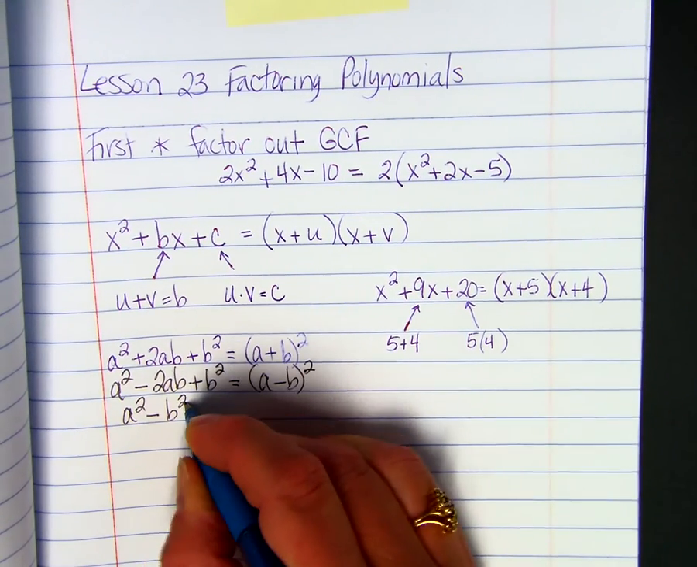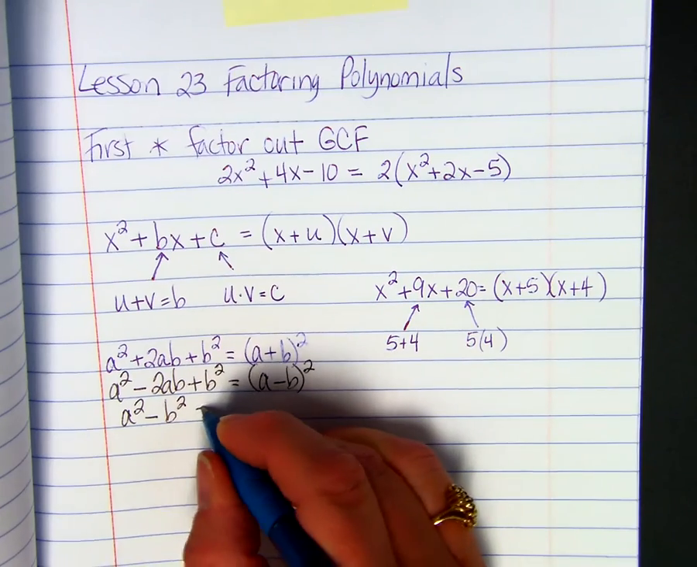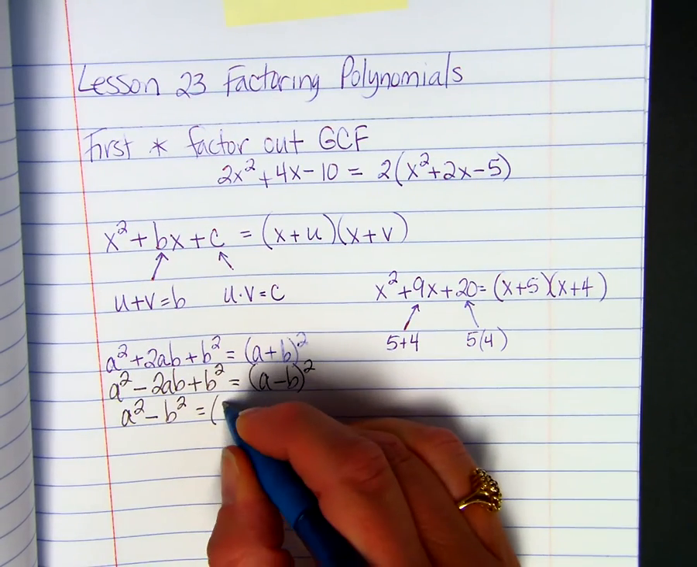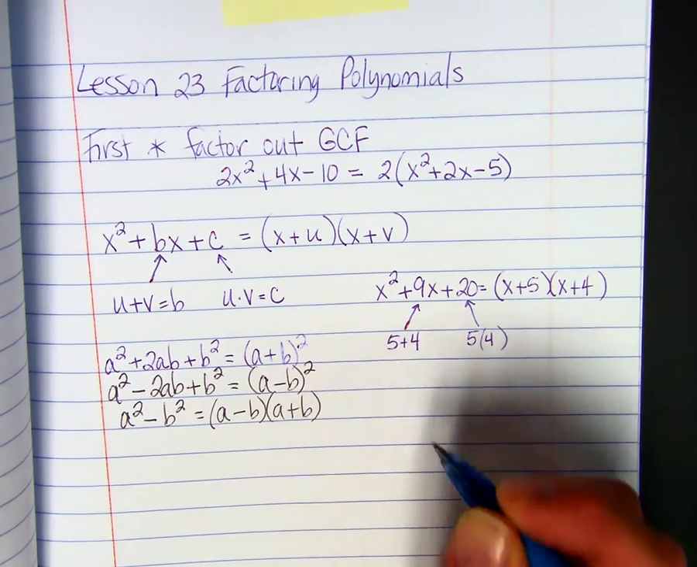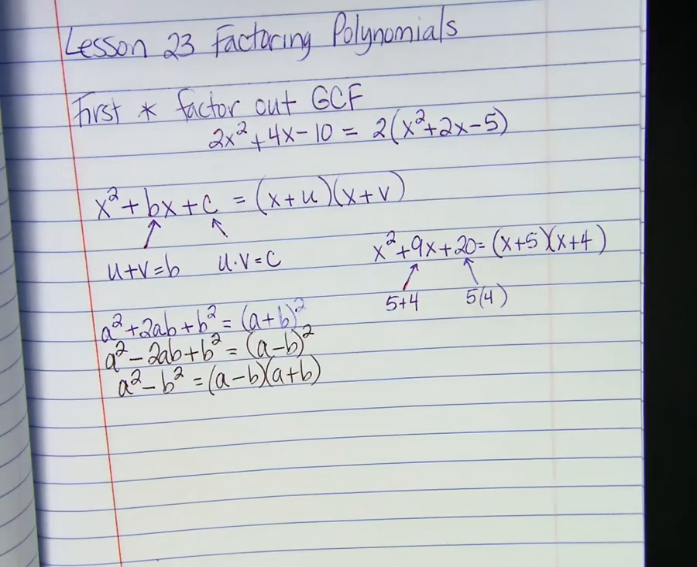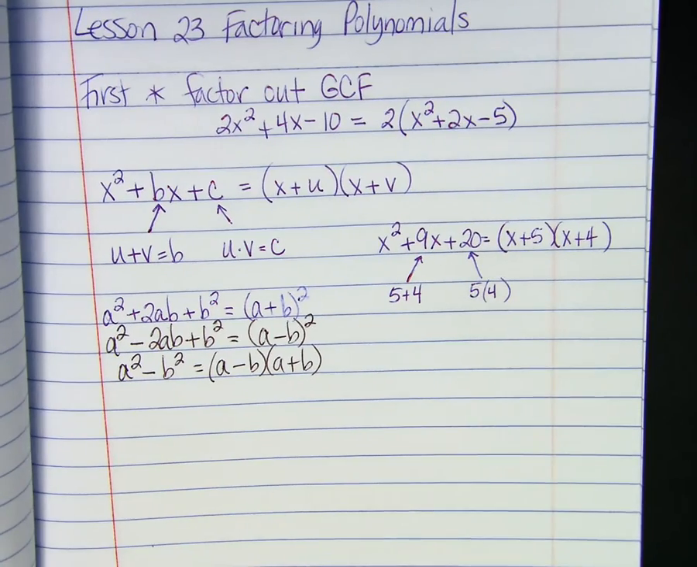And then if you have the difference of two squares, to factor it, you do a minus b times a plus b in either order. So you could put the plus first and the minus second if you'd like to.